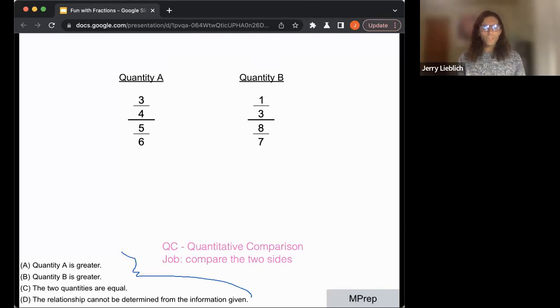Okay, so first way I can do this is to actually solve it out. So I can call this 3/4 times 6/5 and do a little bit of canceling here and get 9/10. And then here I can say 1/3 times 7/8. No canceling to be done. I get 7/24. This is close to 1. This is a little less than 1/3. So my answer is A.